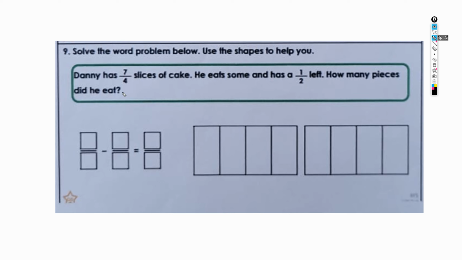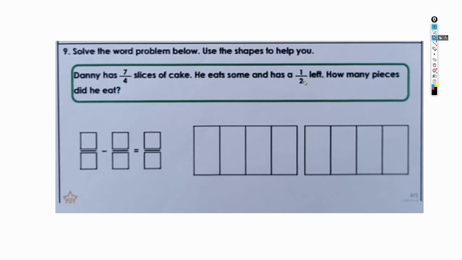Now, what you might have noticed is that we've got 7/4. This is an improper fraction. The numerator, the top number, is bigger than the bottom number, the denominator, which means this amount is greater than 1. Here we have two wholes: this is one whole, and here is the second whole. We're told that Danny eats some of this cake and he has a half left.